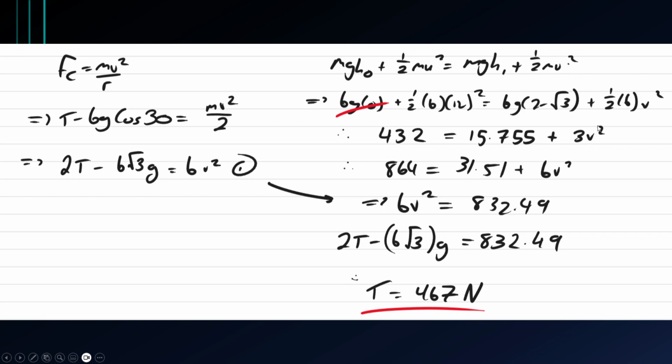So we have an expression for 3v squared, but if we multiply by 2 and simplify, we now have an expression for 6v squared. So we can put the expression here for the 6v squared, so this entire thing, into 6v squared. And solving for T, we get a tension of 467 newtons.